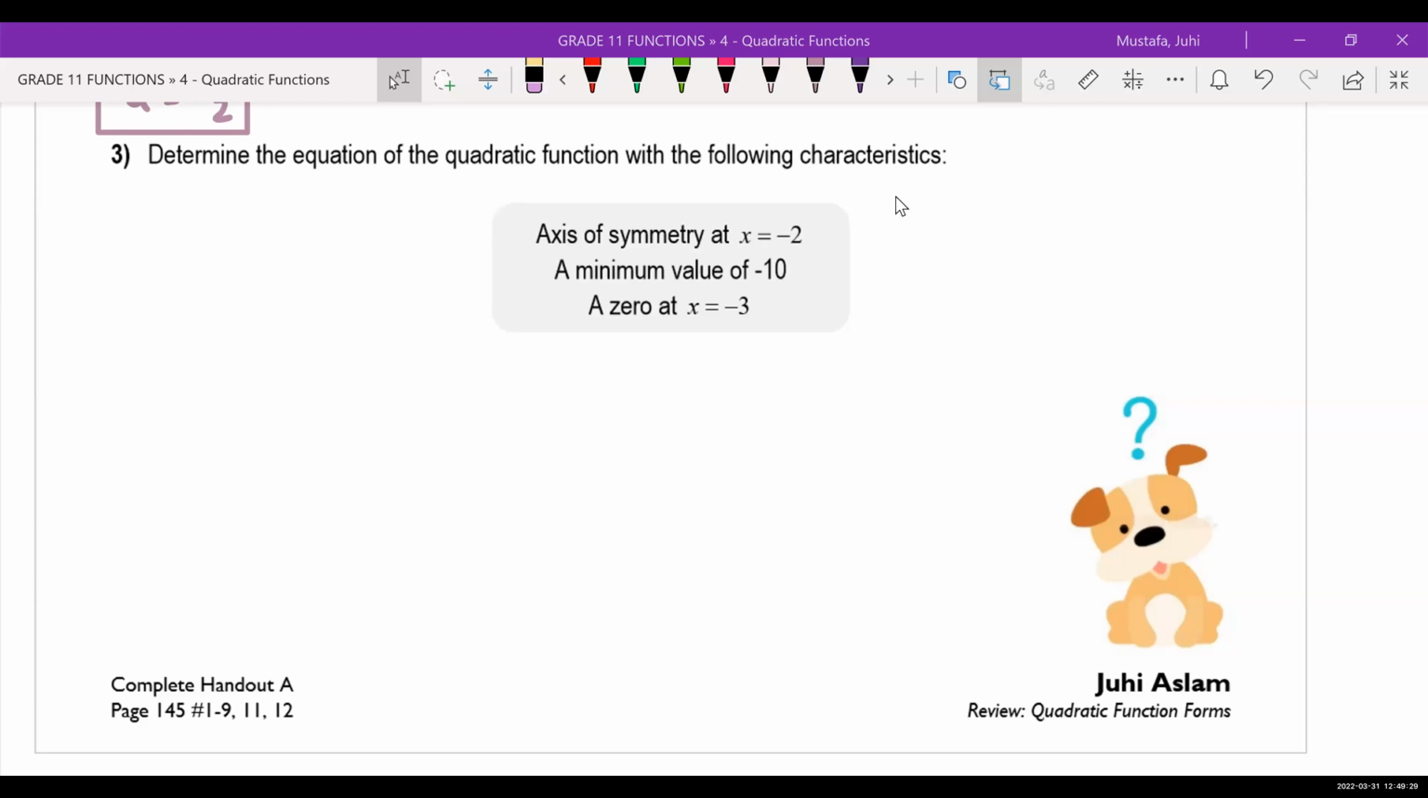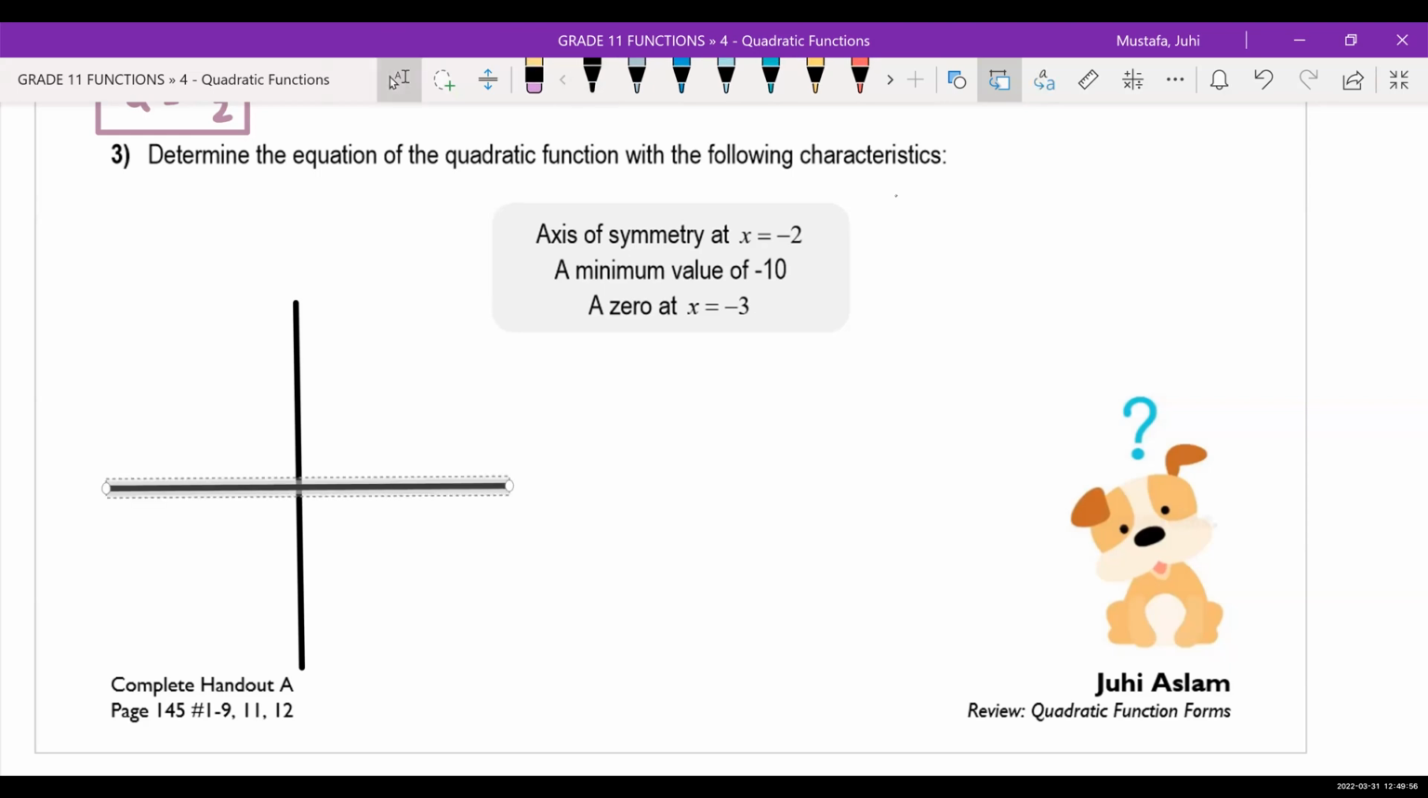So question number 3 says, determine the equation of the quadratic function with the following characteristics. We have an axis of symmetry at x is equal to -2. We have a minimum value of -10, and we have a 0, which is an x-intercept at -3. Questions like these require a little bit of detective work, because you sort of have to put all the little pieces together and see what they're actually asking you.